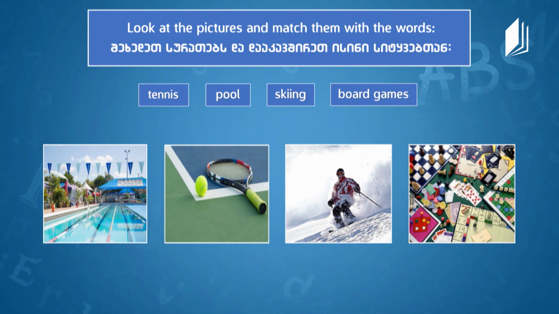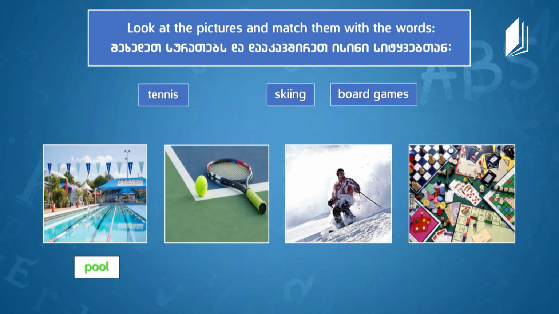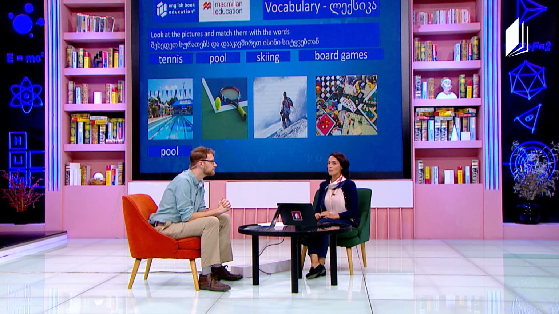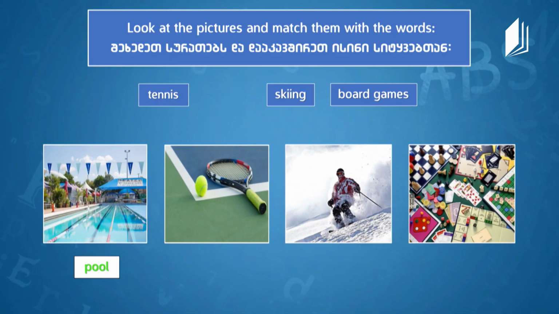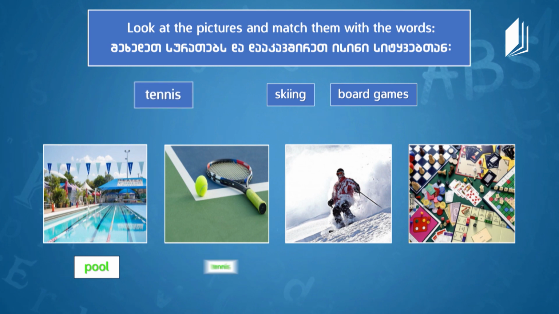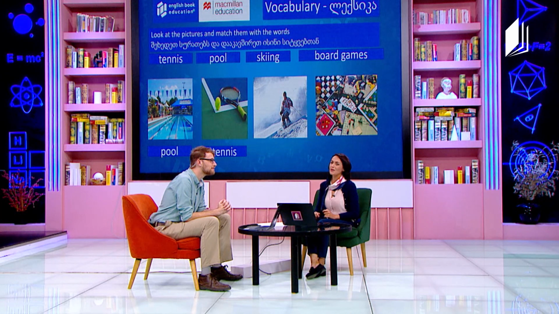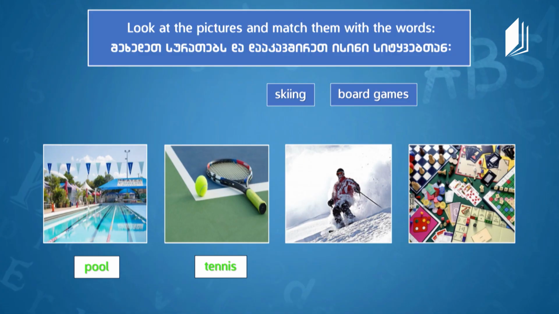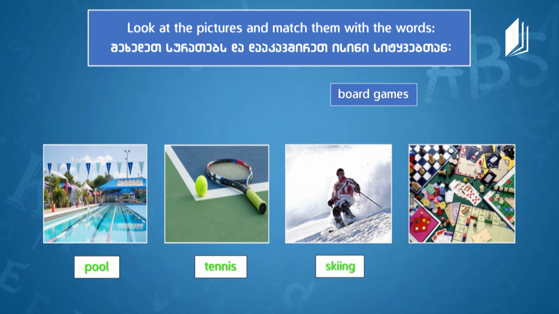And this can be, yes, I think you are right. This is pool. And on the next picture, I see a ball, a racket, and we need it to play. Yes, good job. That's tennis. Great job. And the third one, my favorite one, so I have mentioned this for several times. This is winter sport activity, skiing.